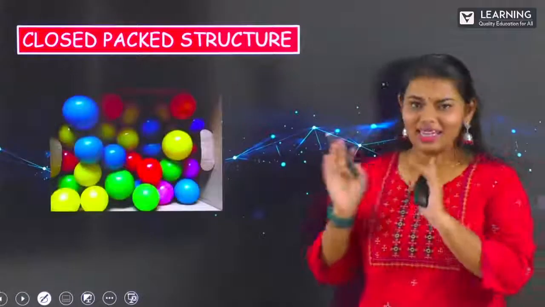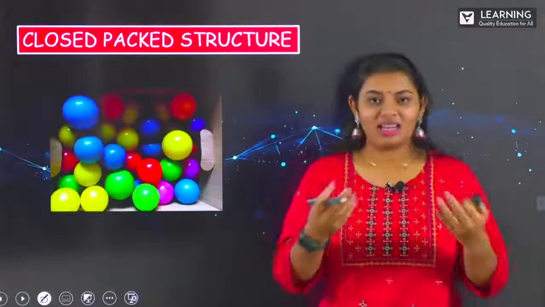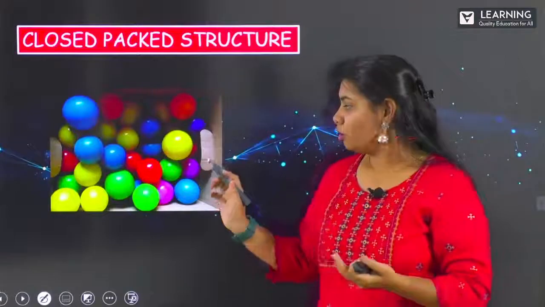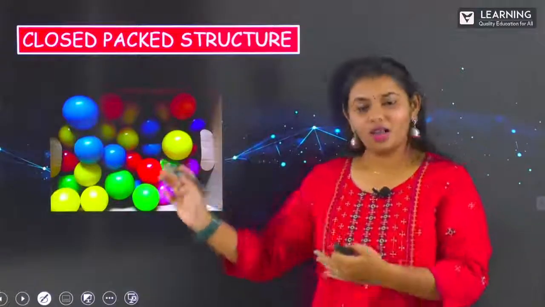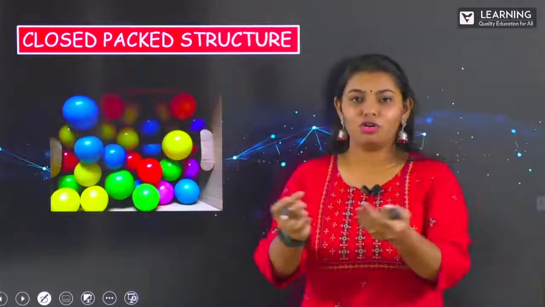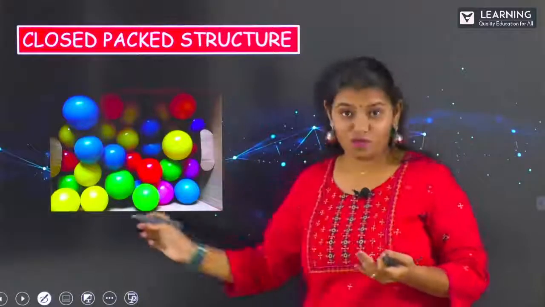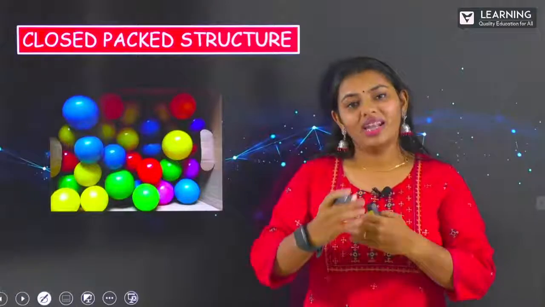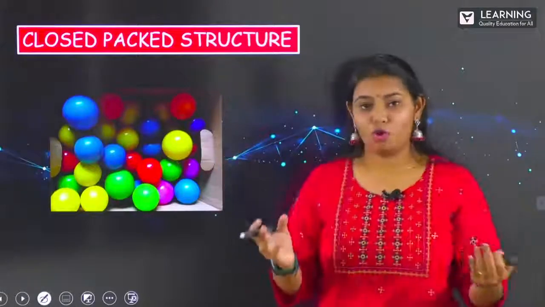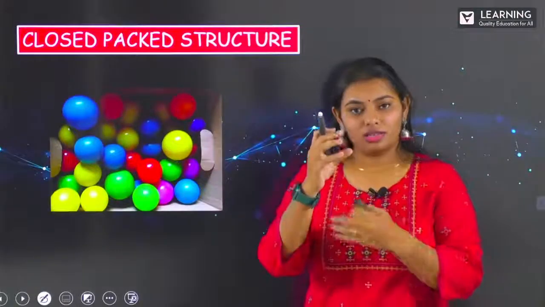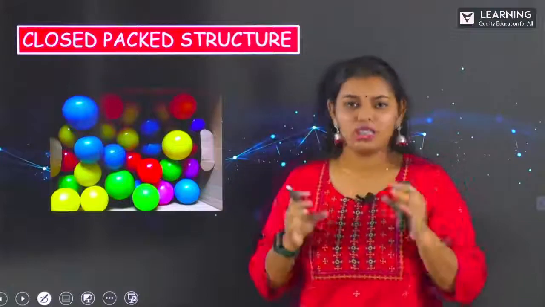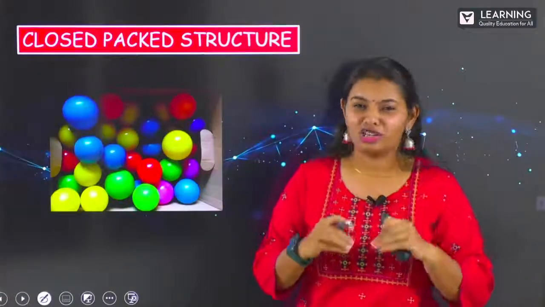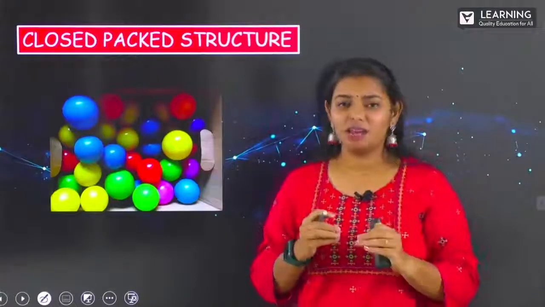So here, an example for you. Imagine the constituent particles here would be the balls, okay? Here you can see a lot of different colored balls, right? And I'm going to keep a container, a box over here. Inside the box, I'm going to dump a few balls, okay? When I dump them, you can see that the balls are occupying all the spaces possible. They try to make sure that very little space is there between them.